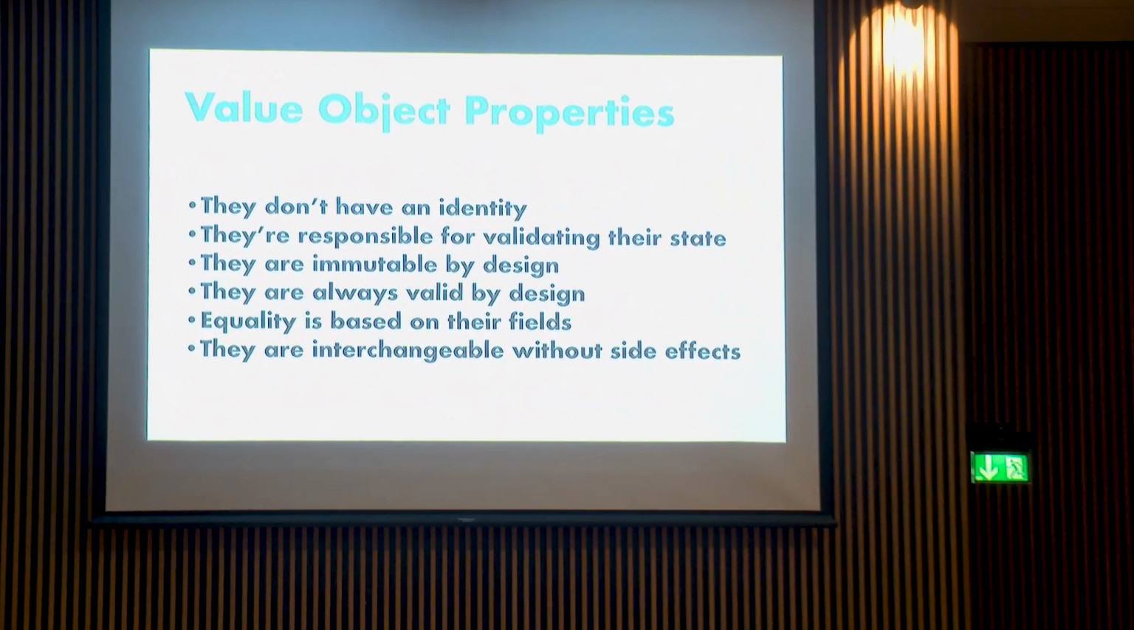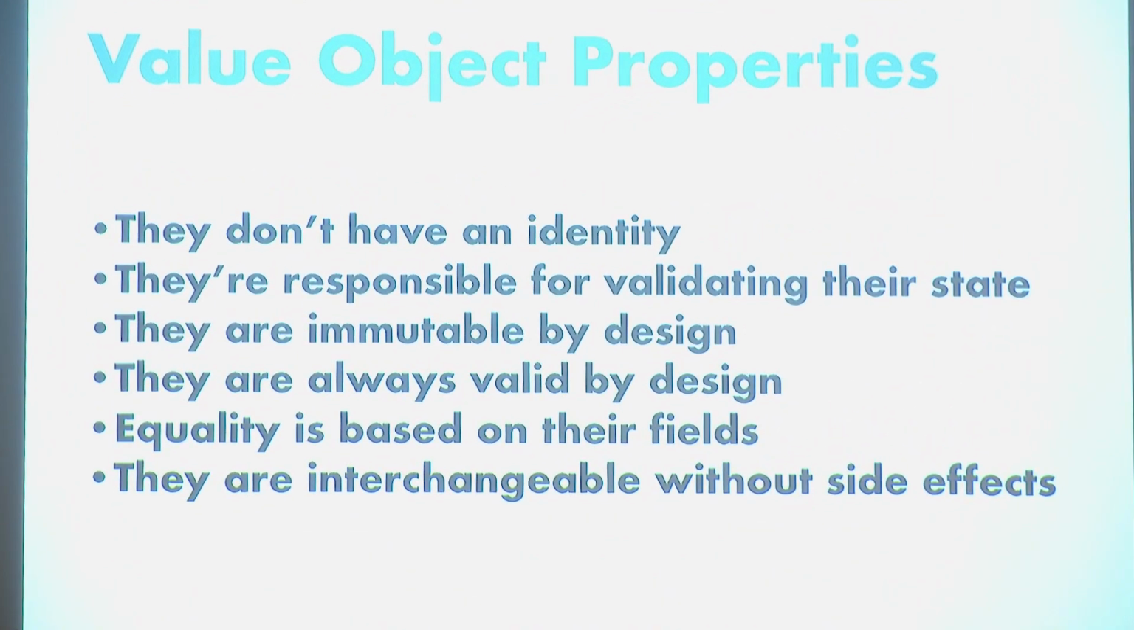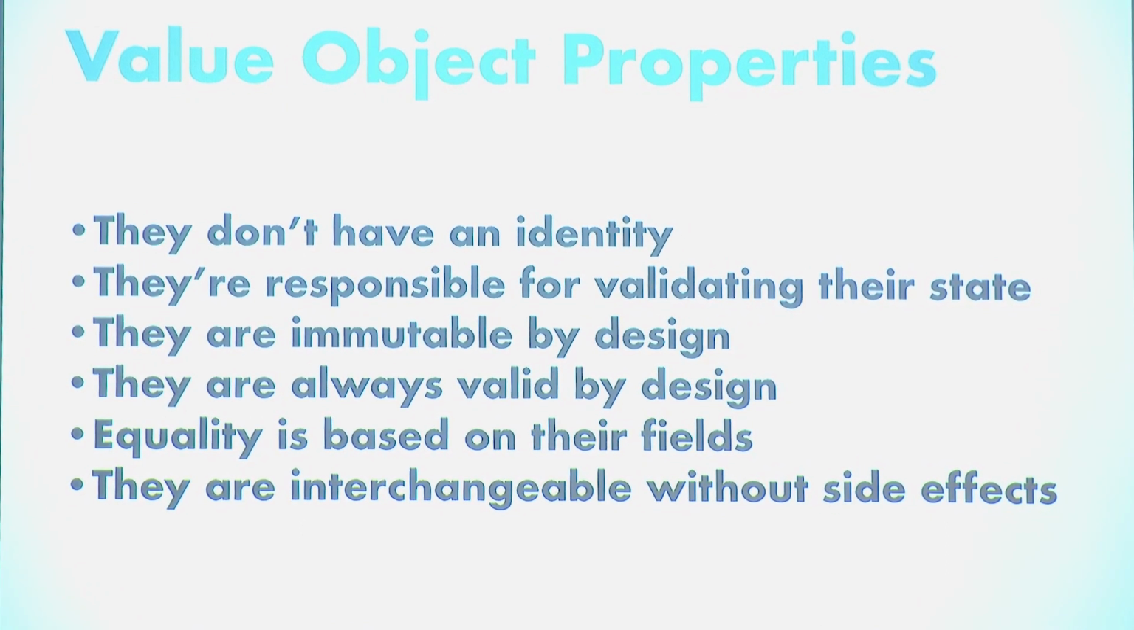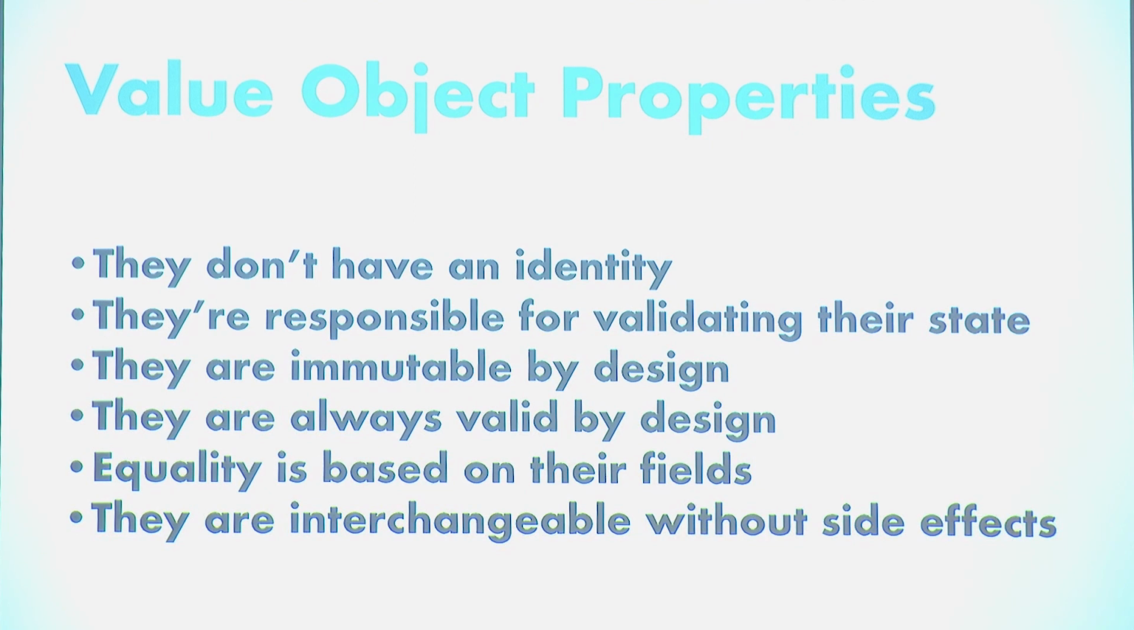And the good thing is that as they are immutable, you can easily swap a value object with another value object which is equal without having any side effects. Like if you have a money object, if you want to represent 100 euros, you can have 100 euros as a bill and you can have 100 euros as coins. In the end, it's still 100 euros, whether you use coins or whether you use bills. So you can swap them. It doesn't change anything about the value. So that's the same for value objects.